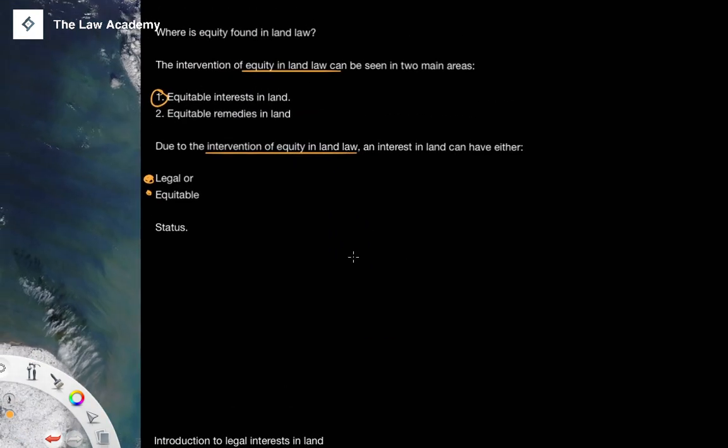This is just going to be an introductory lesson where we outline very broadly the distinction between the 2 branches of law, and in the next video we'll talk about specifically the history of the development of equity in land law, and then we'll talk about equitable remedies, then we'll talk about legal interest in land, and then we'll talk about equitable interest in land.